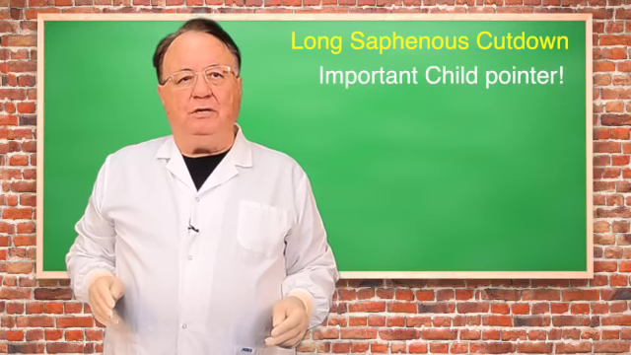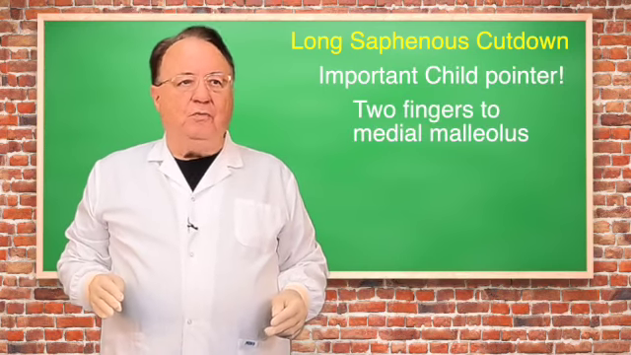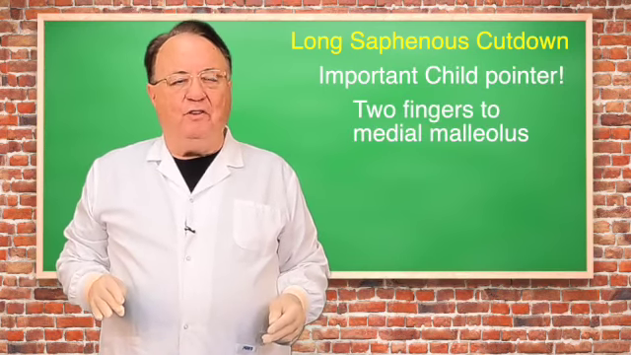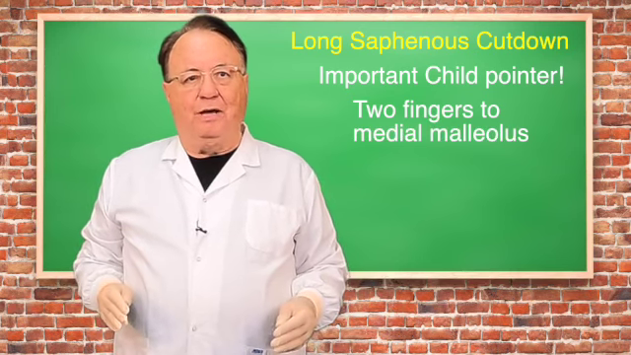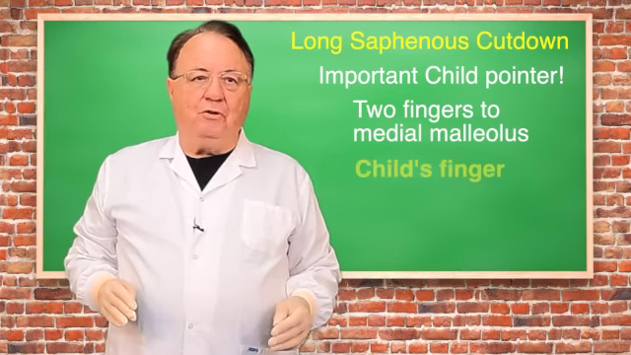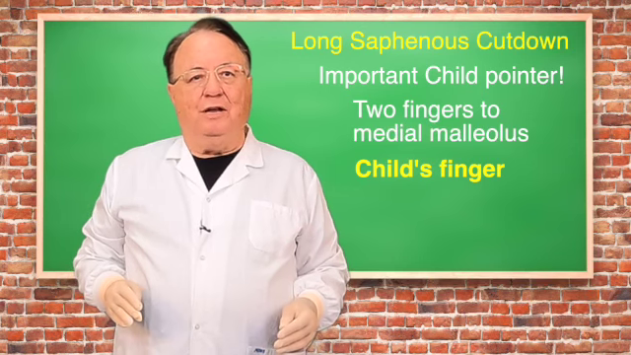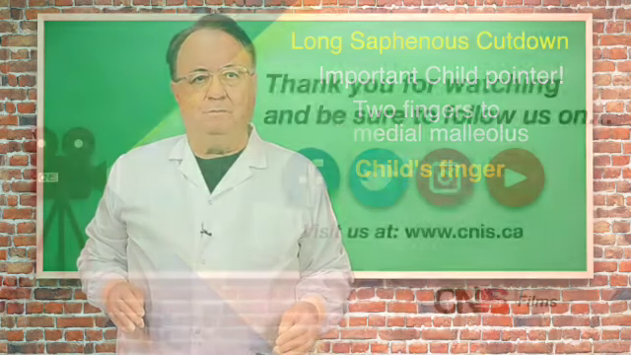One pointer about the child, again, it's 2 finger breadths above and 2 finger breadths anterior to the medial malleolus, but it's not your finger, it's the child's finger, and that will give you your landmark.